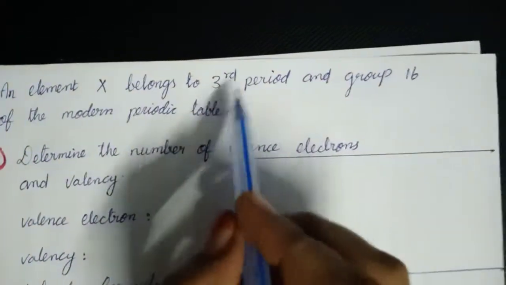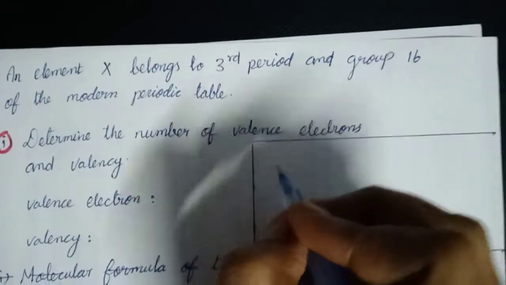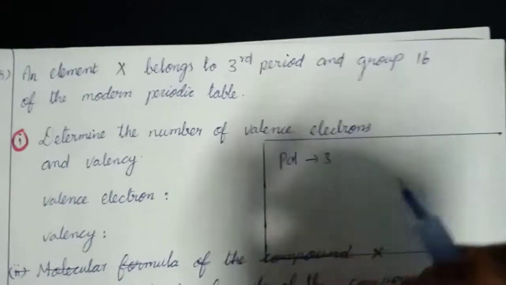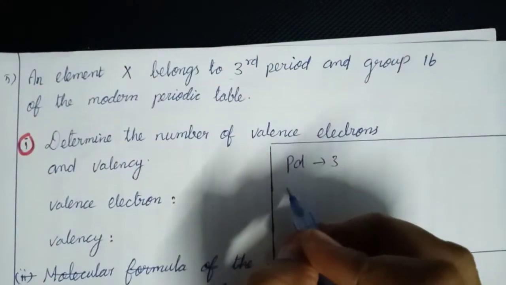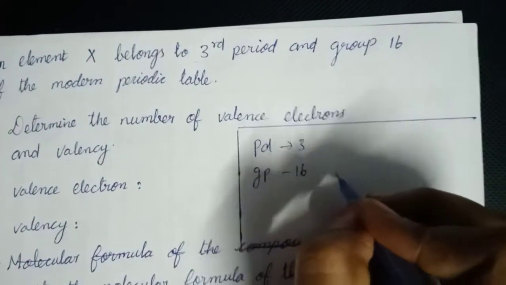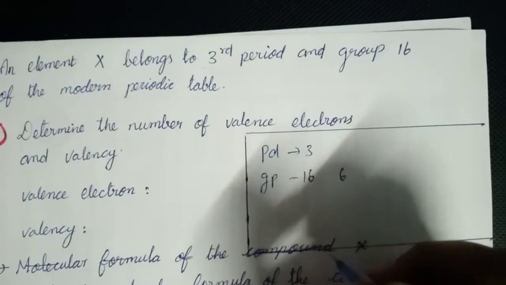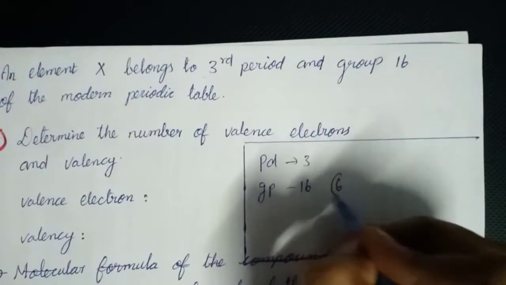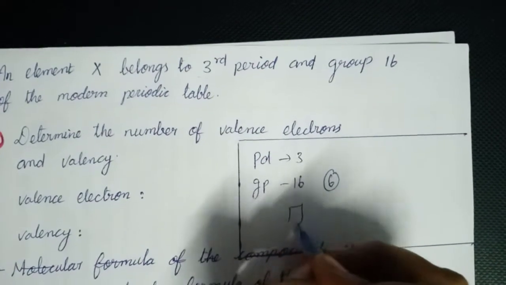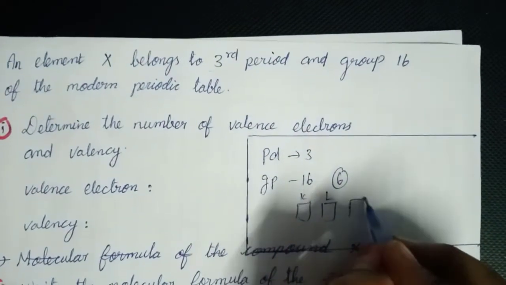First, what is the information? It belongs to period 3. So period 3 means it contains 3 shells. And group number 16 means it has 6 valence electrons. So first we convert this into the electronic configuration. First shell K, second shell L, third shell M.